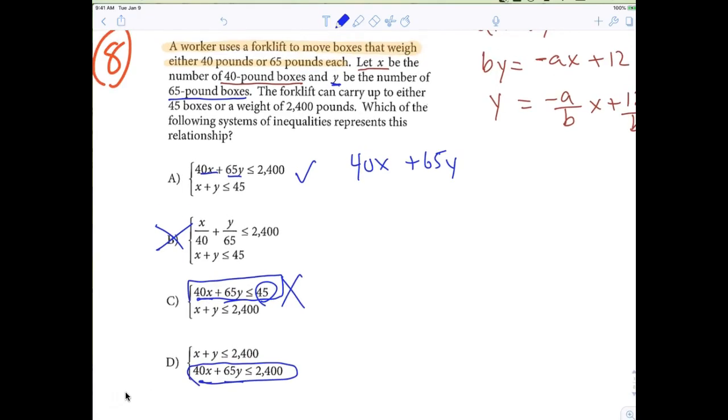All right. Now the next one says the forklift can carry up to 45 boxes. So it has to be what? So the question is, is it A or is it D? Right. Is everybody with me on that? Because X plus Y, the boxes, has to be less than or equal to 45. Come on now. I didn't think that was that hard. And like I said, if you're getting that correct, I'm pretty happy about that, because you're learning that you can figure things out even if you haven't been told exactly how to do it.